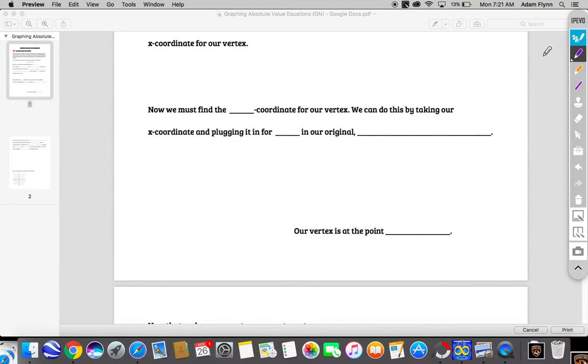So let's do exactly that. For our equation above, we are going to take the x plus 1, because that's what's in the bars, and we're going to set it equal to 0. To get x by itself, I'll subtract 1 from both sides. When I do this, 1 minus 1 cancels, so we get x equals negative 1. So we know our x-coordinate for our vertex is going to be negative 1.